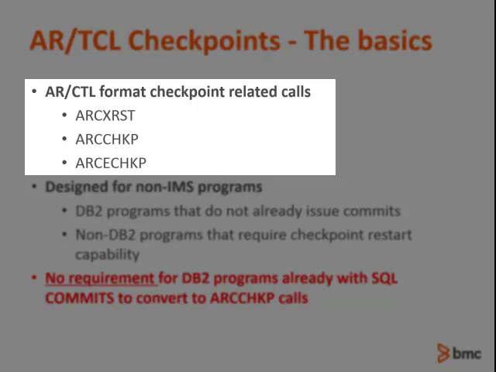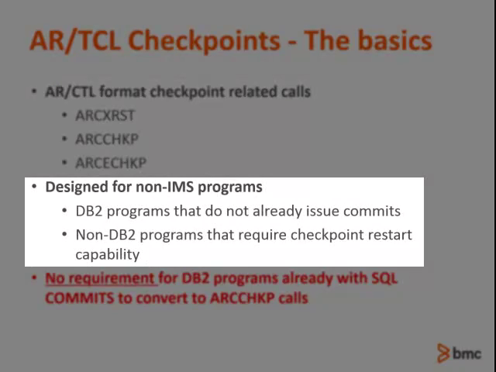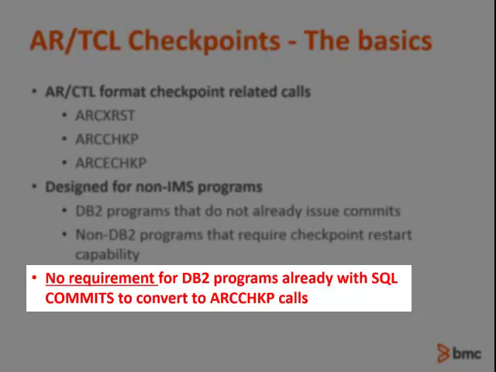The ARC format calls provide checkpoint restart services for non-DB2 programs without requiring DB2 resources. As an example, a long-running VSAM update program would use ARC checkpoint calls to provide checkpoint restart capabilities. For DB2 programs that don't already issue SQL commits, ARC checkpoint calls are a simplified alternative to SQL commits. Whenever an ARC checkpoint call is issued, ARC will issue a DB2 commit on behalf of the program as part of the overall ARC checkpoint processing that will occur. It is important to note that DB2 programs that already contain DB2 SQL commit calls do not have to be retrofitted to convert to ARC checkpoint calls.